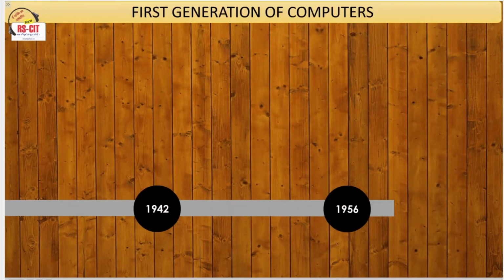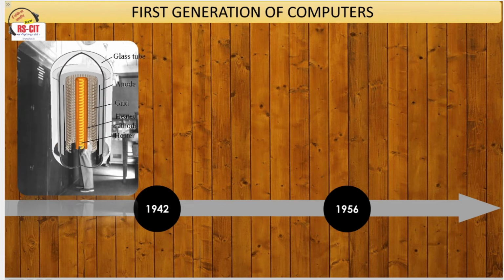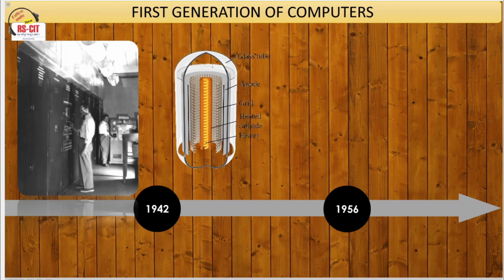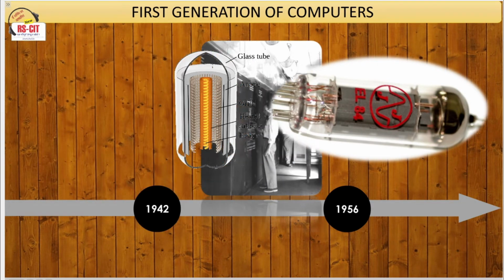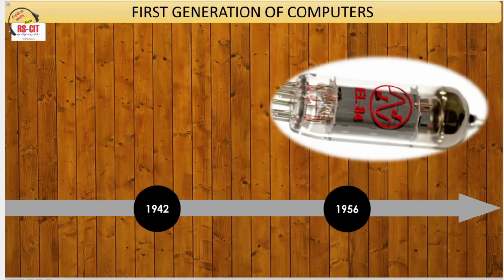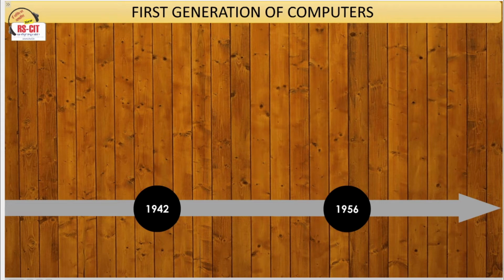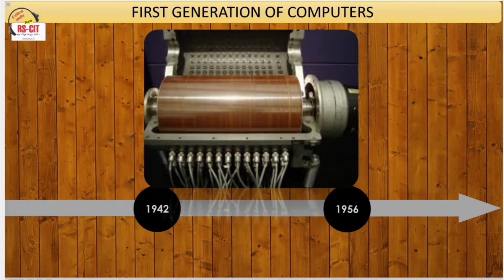Period 1942 to 1956 is called the first generation of computers. The first generation computers were using vacuum tubes as the main electronic component and used magnetic drums for storing data. Their size was quite big, even they occupied a full room. They were very expensive, heat producing, required a lot of cooling, and their maintenance was a very tedious task.